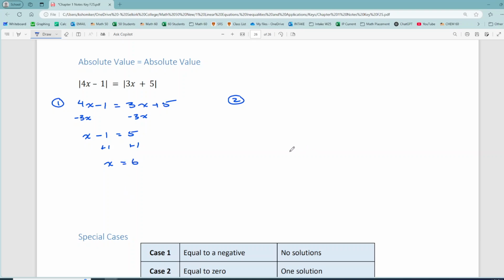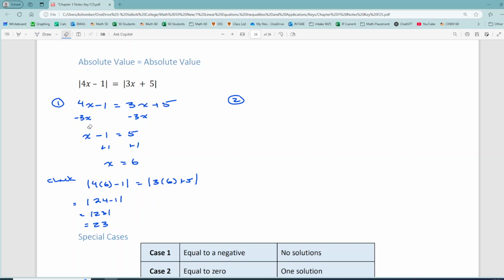And before we go and solve it again, let's just look to see what this means. This means that if I plug in x is equal to 6, left side will equal right side. So if I check, I'm going to end up with the absolute value of 4 times 6 minus 1. Does that equal the absolute value of 3 times 6 plus 5? And what do I get? Well, this is going to give me the absolute value of 24 minus 1, which is the absolute value of 23, which is 23. Cool.